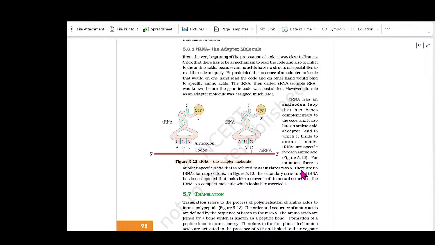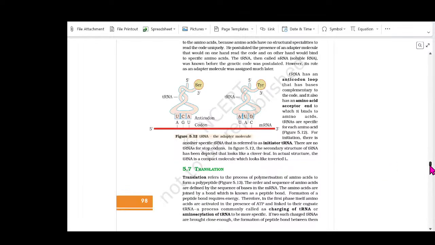In the NCERT figure 5.12, the secondary structure of tRNA has been depicted that looks like a clover leaf. In actual structure, the tRNA is a compact molecule which looks like an inverted L.